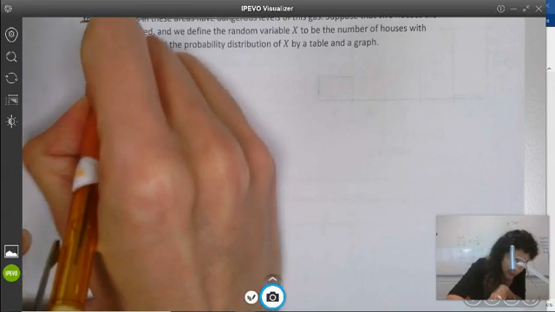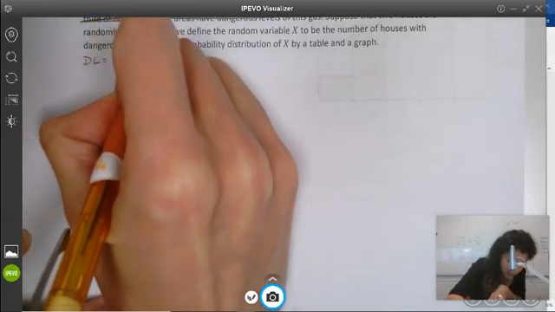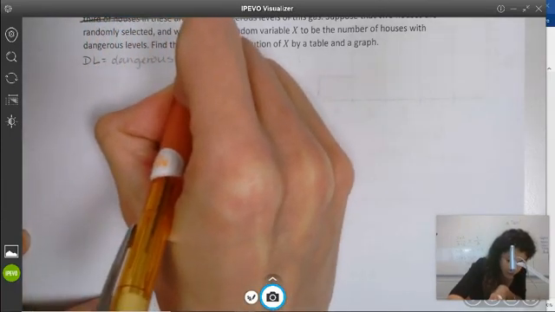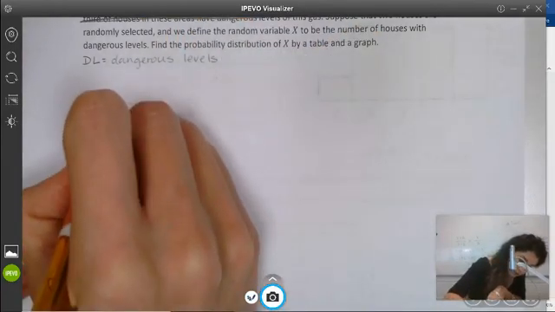I'm going to have DL be dangerous levels. It's like the danger zone, but as a level.